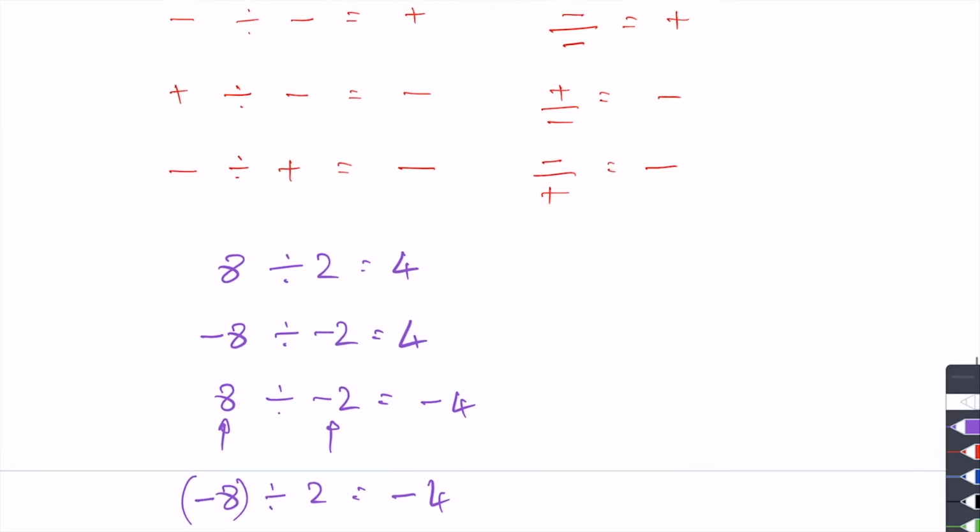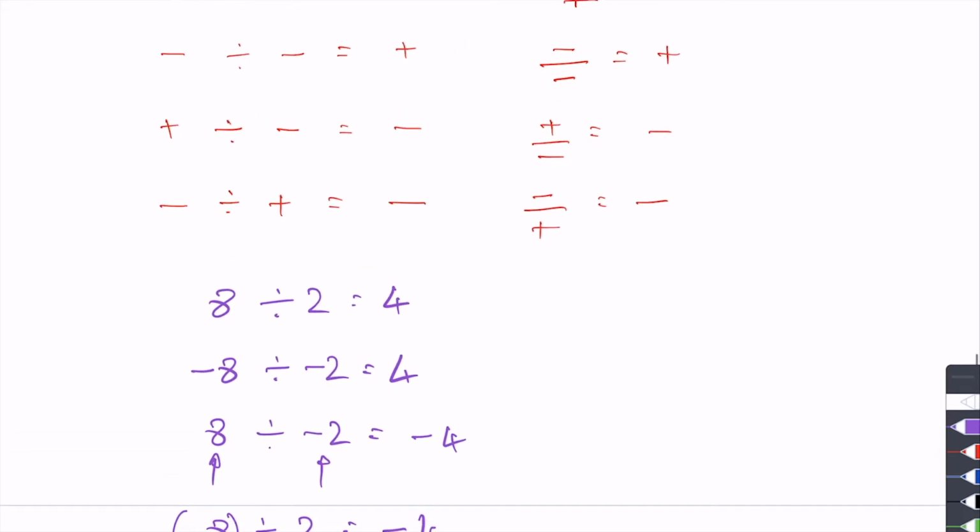If we look at it in terms of fractions, let's say we had 8 over 2. Both numbers are positive. The answer is positive. Minus 8 over minus 2. Well, I have a negative over a negative, so my answer is positive. Therefore, it's just 4.